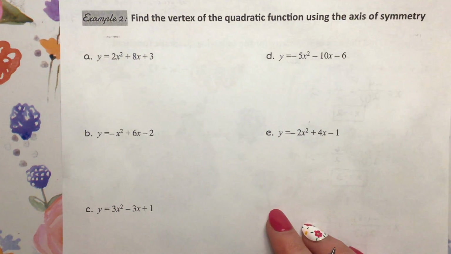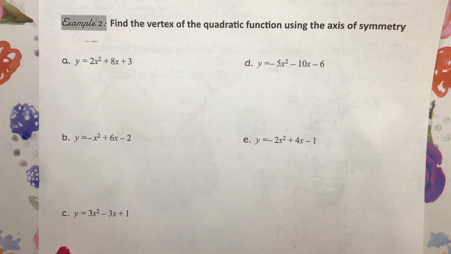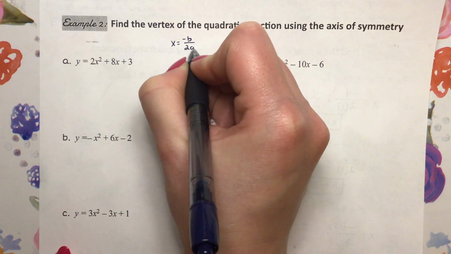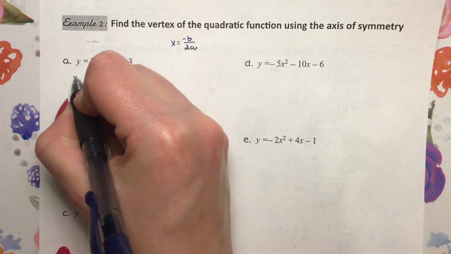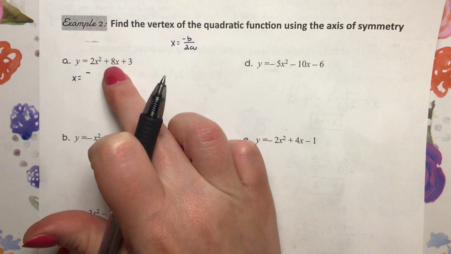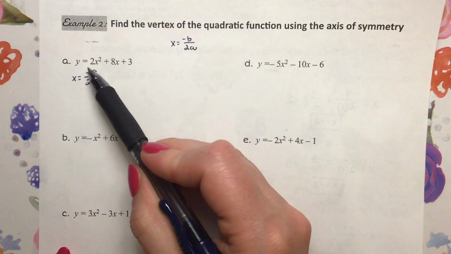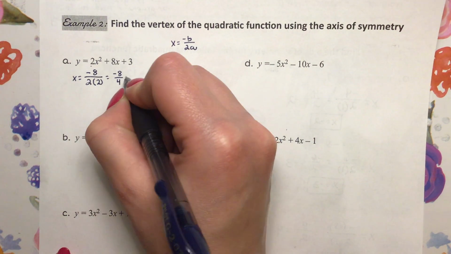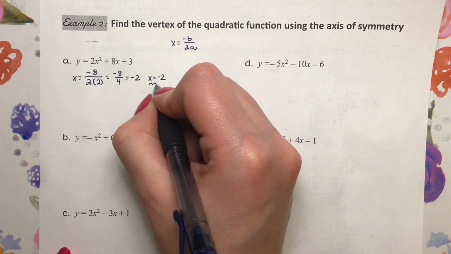So it says find the vertex of the quadratic function using the axis of symmetry. Step 1 is to use what we just did on the opposite side of this page by saying x is equal to negative b over 2a. We're going to have to do that first on all of these. So let's do that. X is equal to negative, and then what is in the b position? The 8 is in the b position. So I'm going to say 8 over 2 times a. Well, this 2 is in that a position. Well, that reduces to negative 8 over 4 or negative 2. So right now, I have x is equal to negative 2.